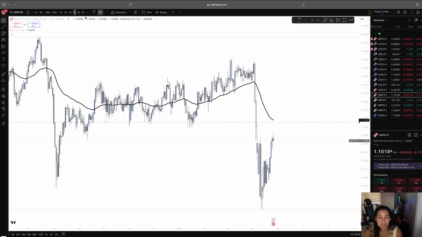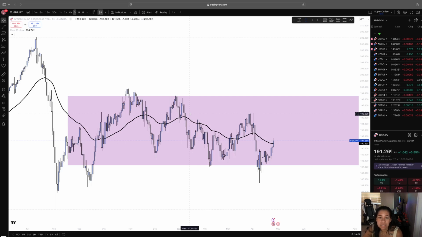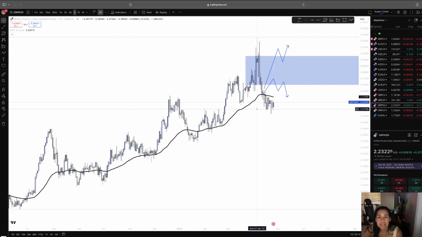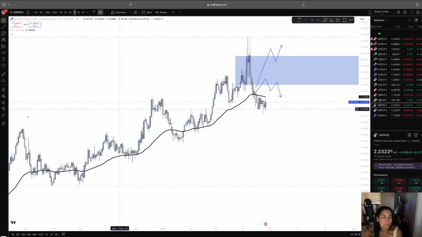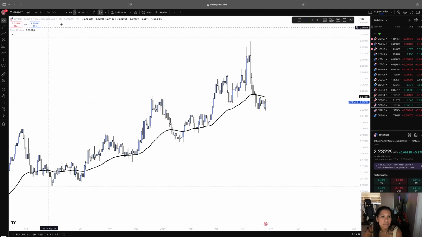Let's go to the daily. I still need it to come back up here. There's a lot of gap here on the daily time frame. This is not my favorite, so we're gonna move on. GBP JPY has not given me anything in a long time, so we're gonna leave that alone. GBP NZD. Let's erase these drawings.